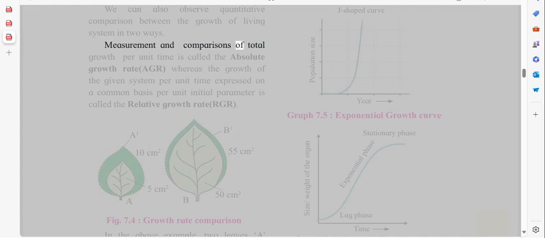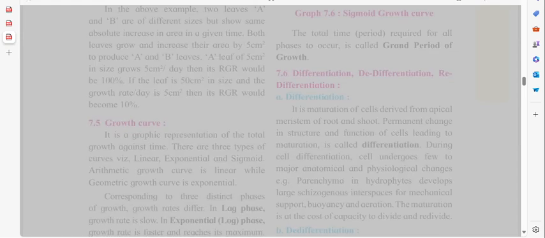Measurement and comparison of total growth per unit time is called the absolute growth rate, AGR, whereas the growth of the given system per unit time expressed on a common basis, per unit initial parameter, is called the relative growth rate, RGR. In the above example, two leaves, A and B, are of different sizes but show the same absolute increase in area in a given time.